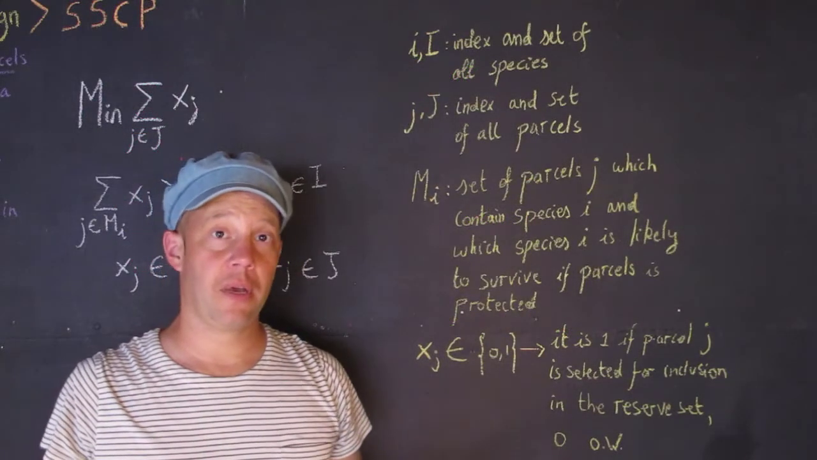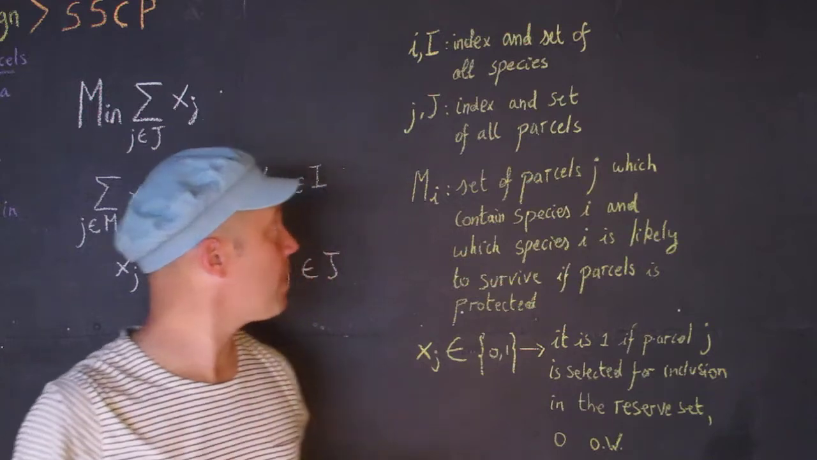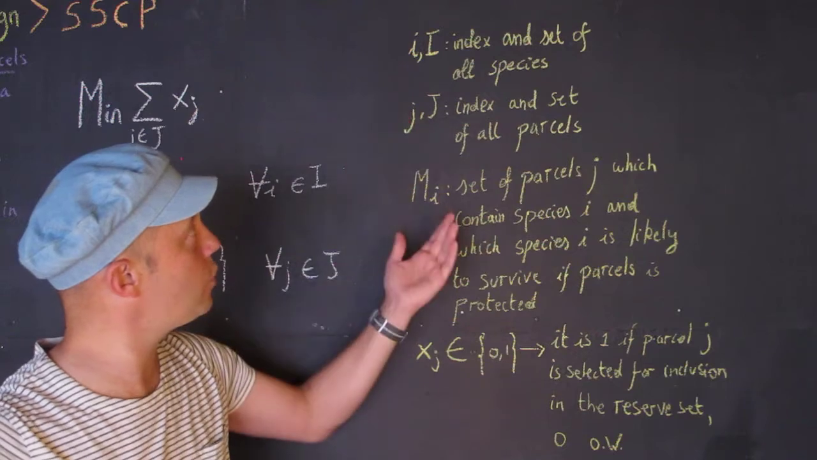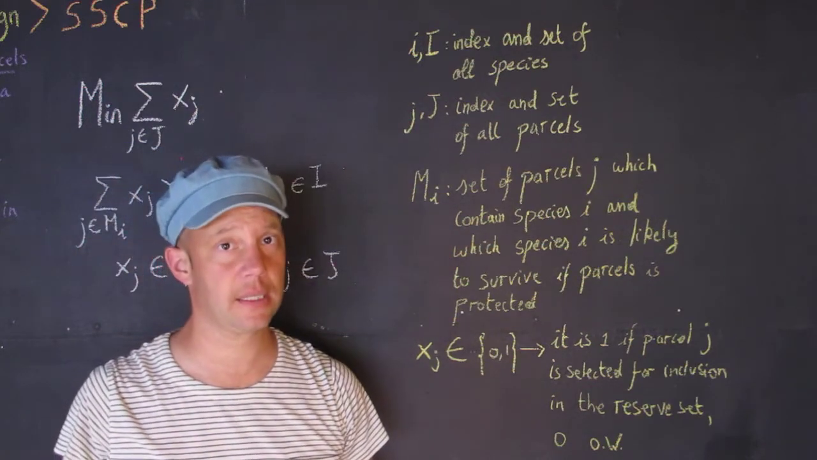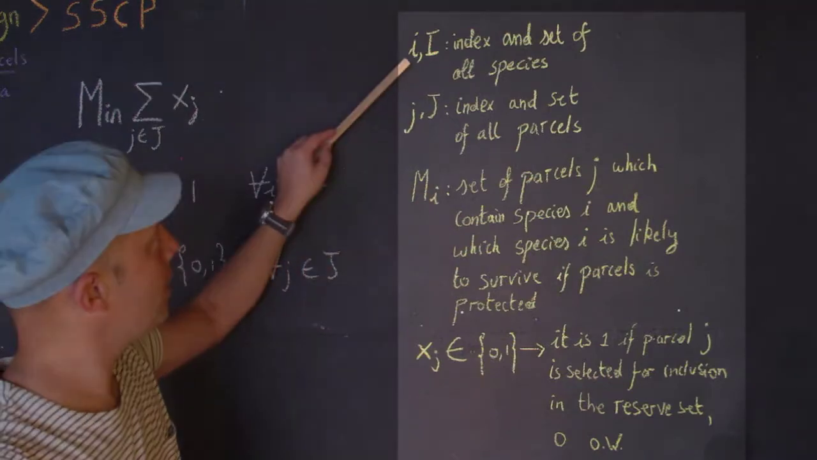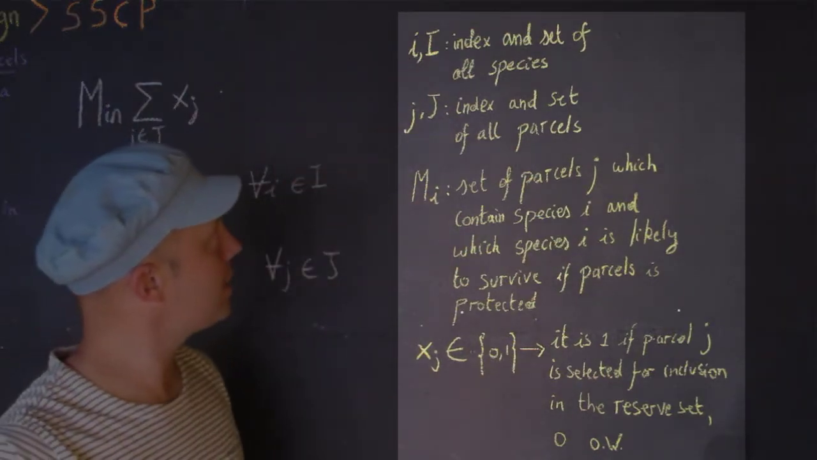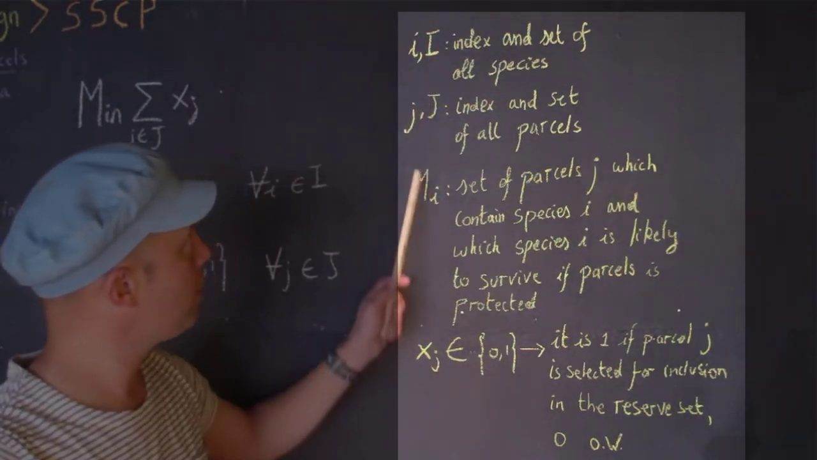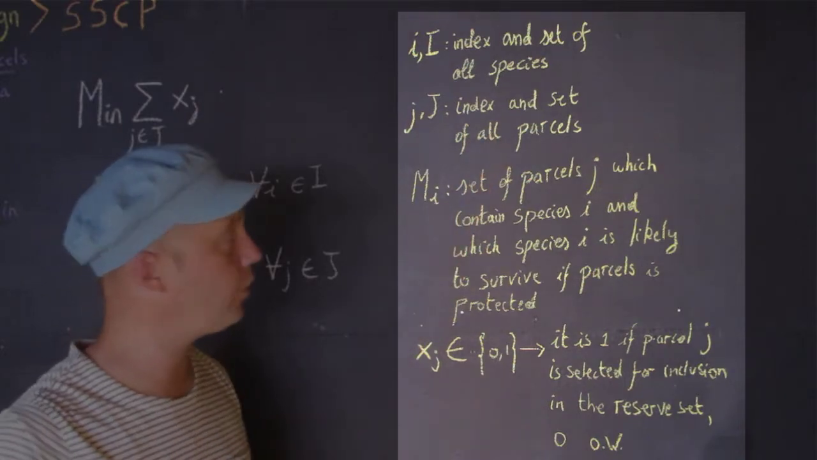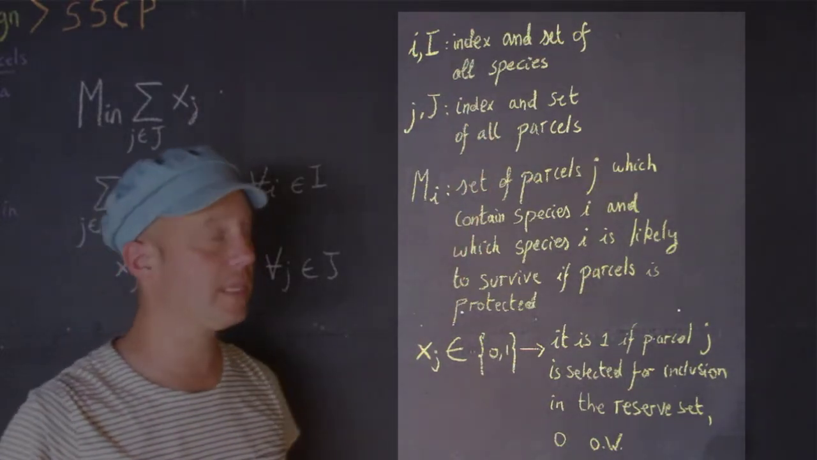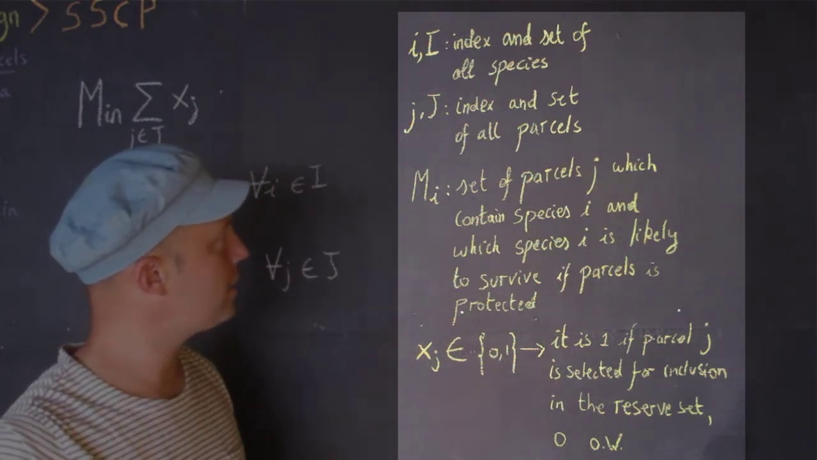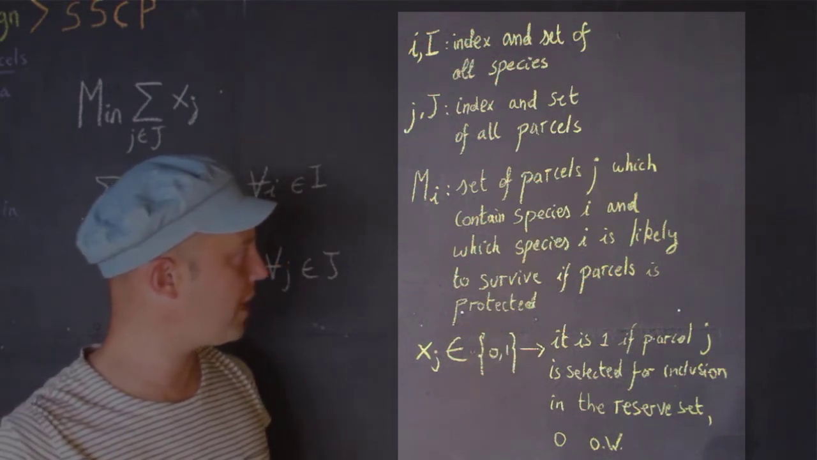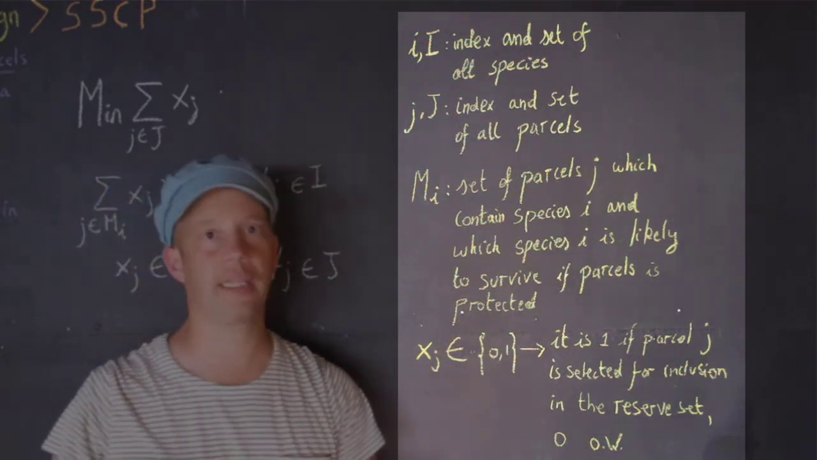Okay, I'm going to spend a little bit of time on the formulation of the SSCP. And what I'd like to first do is to define the different indices and the different sets. We have I here, which is the index of species, and capital I, which is the set of all the species. We have J here, which is the index, and then the set of all the parcels that we can consider to set aside. M sub I is the set of parcels J which contain species I, and in which species I is likely to survive if that parcel is selected or set aside.